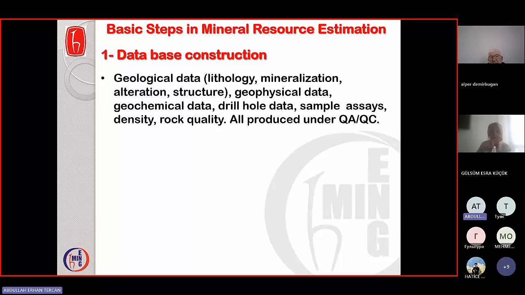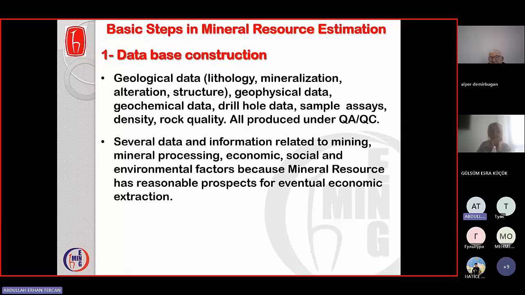All these knowledge and data are produced under quality assurance and quality control. In addition to geological data, we collect several data and information related to mining, mineral processing, economic, social, and environmental factors, because mineral resources have reasonable prospects for eventual economic extraction. After validating the data that we obtain, we normally visualize it.